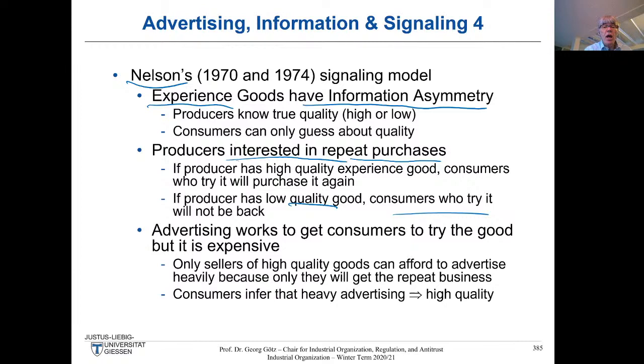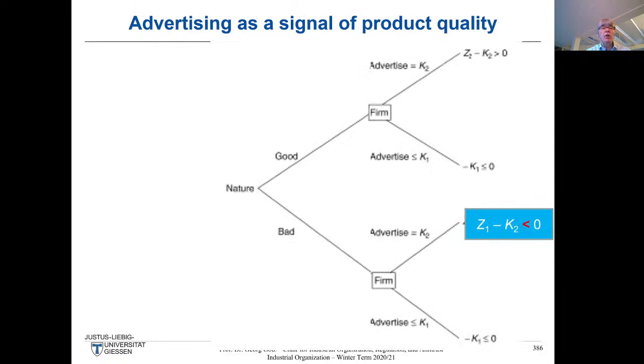And what advertising does here is that advertising works to get the consumers to try the good, but the point is that advertising is expensive. Okay, and the basic mechanism actually in Nelson's paper is that only sellers of the high quality goods can afford to advertise heavily because only they will get the repeat business. Okay, and given that this is the case, you can infer from heavy advertising as a consumer that this is really high quality. And I show you a very simple game tree here.